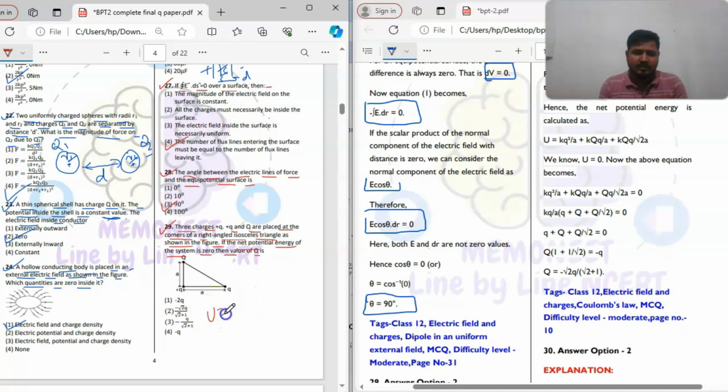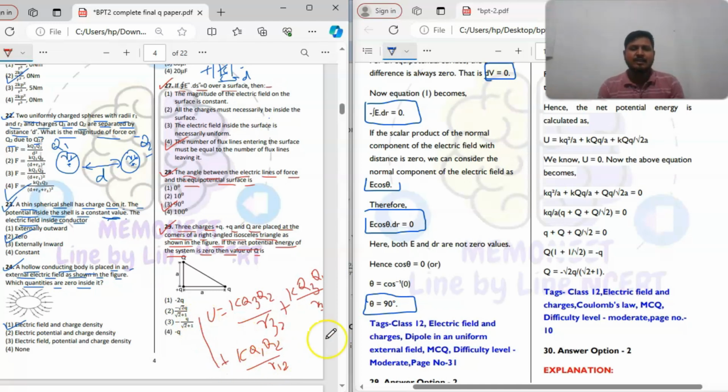So what is there? Three charges, then what? K Q3 Q2 by R32 plus what? K Q3 Q1 by R31 and plus what? Plus K Q1 Q2 by R12. This is the formula for the three charge system.